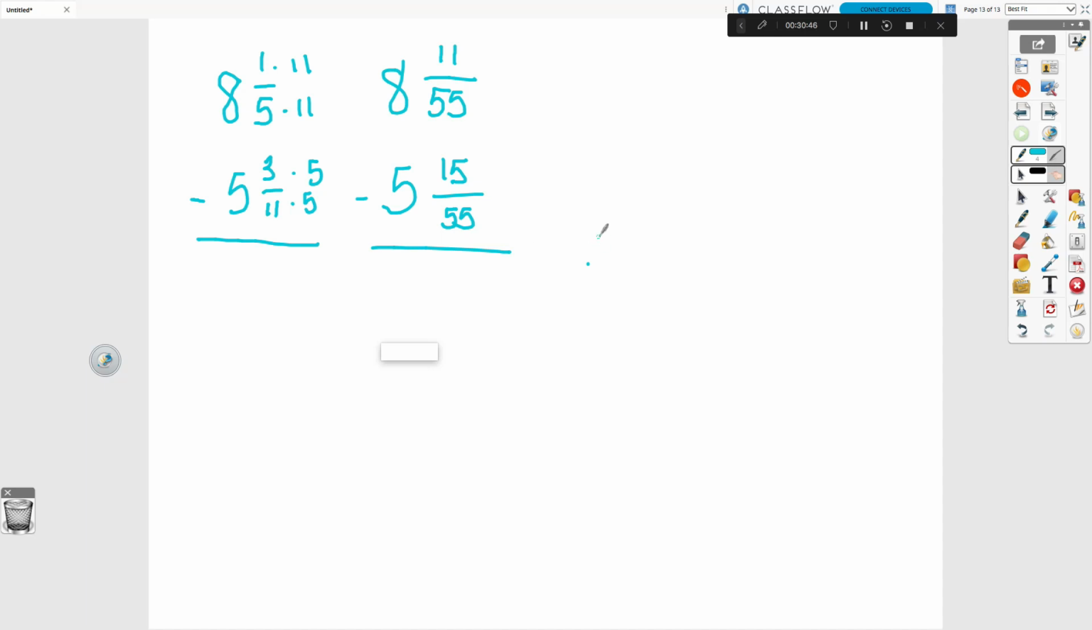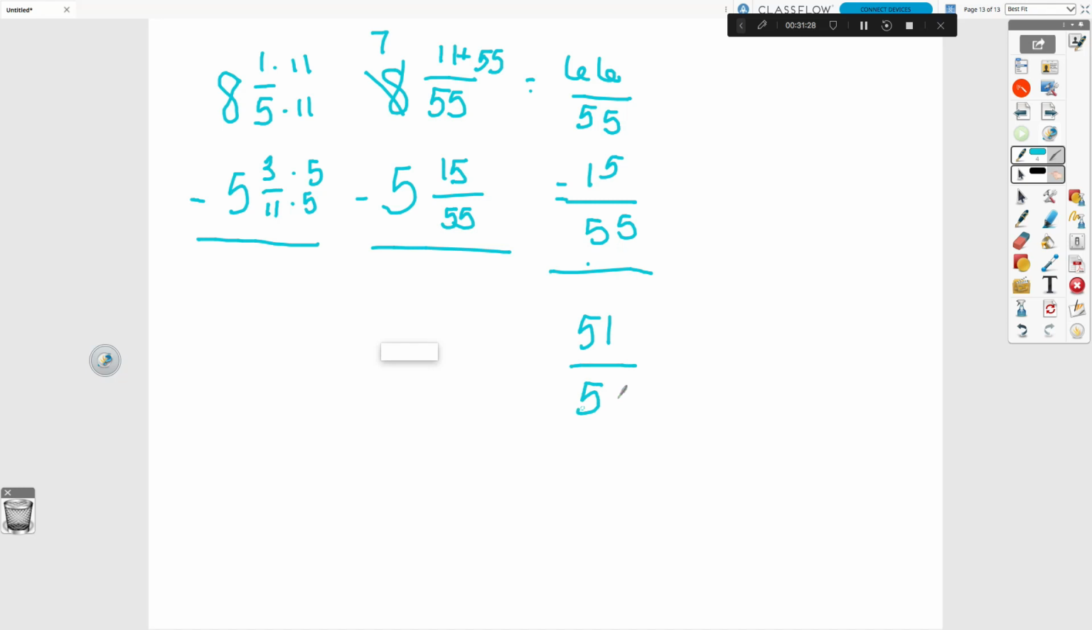We have to borrow from the 8. From the 8. We're going to borrow from the 8. When I do that, I add what to this 11? I add 55, so that becomes 66 55ths and 15. So you don't have to add 55 to the bottom. Nope. Just to the top. So 66 minus 15 would give me 51. Then I come back over here to my whole numbers and I have a 7 now. 7 minus 5 is 2. So my answer is 2 and 51 55ths.